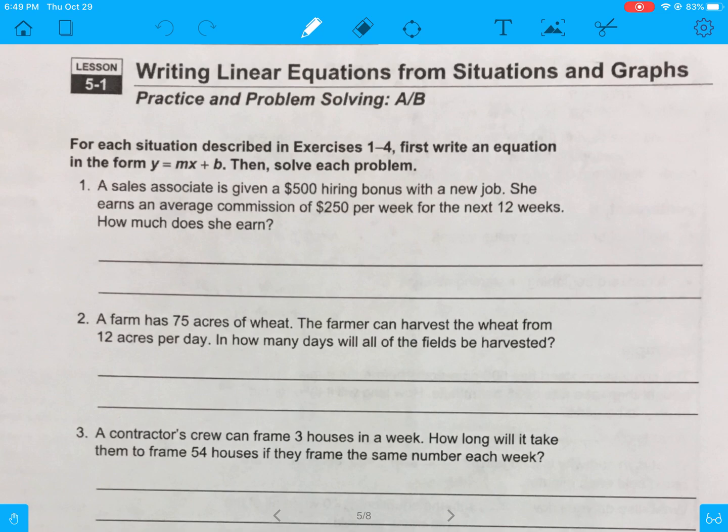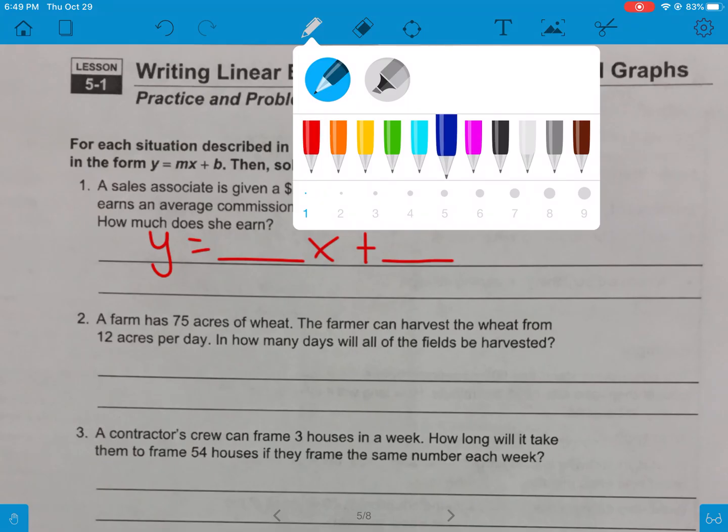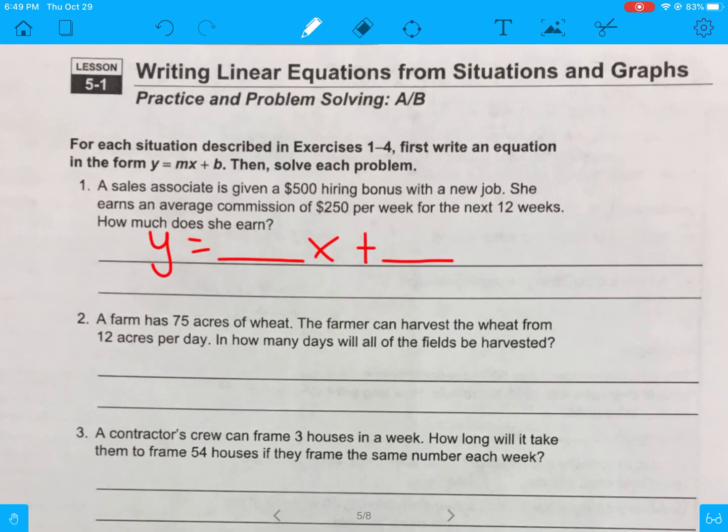So if you look at number 1, it says a sales associate is given a $500 hiring bonus with a new job. So the initial value, or your hiring bonus, that's what you start out with. This is going to be your $500. So she earns an average commission of $250 per week for the next 12 weeks. So how much do they earn per week? That per means it's going to be your slope. So $250.